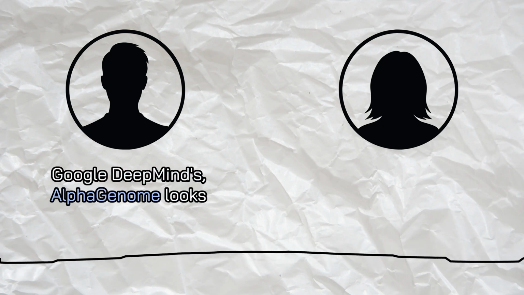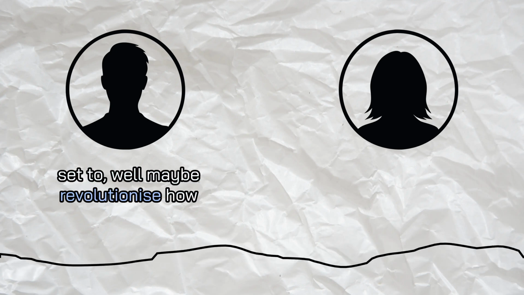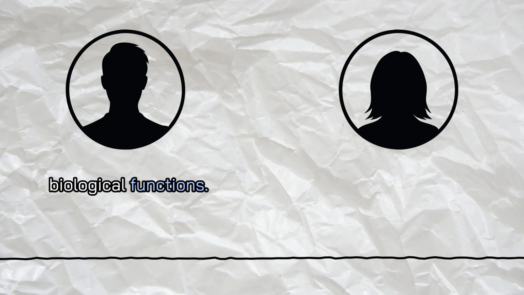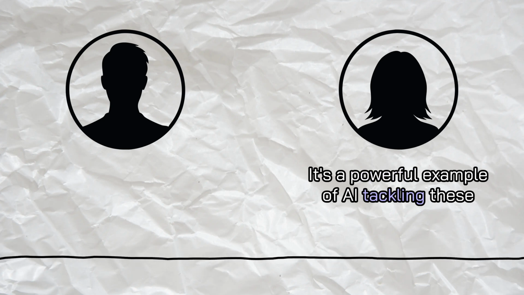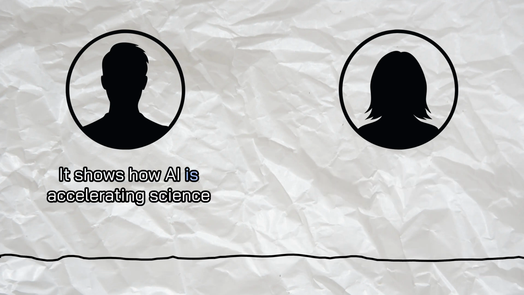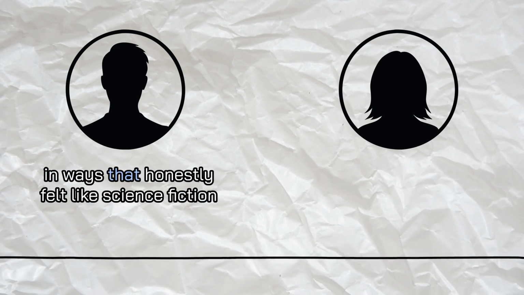What an absolutely fascinating deep dive today. We've really unpacked how Google DeepMind's AlphaGenome looks set to, well, maybe revolutionize how we understand our own genome. Yeah. From getting a handle on complex diseases to maybe even designing new biological functions. It's a powerful example of AI tackling these huge, long-standing biological questions with a scope and resolution that just wasn't possible before. It really is. It shows how AI is accelerating science in ways that honestly felt like science fiction just a few years back. The potential of unifying models like this is immense.